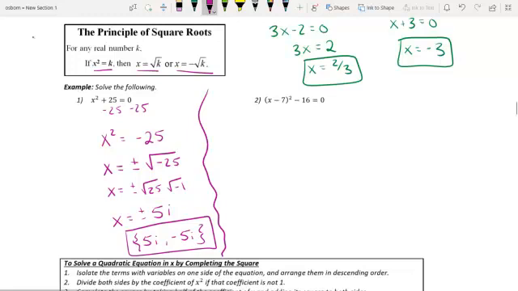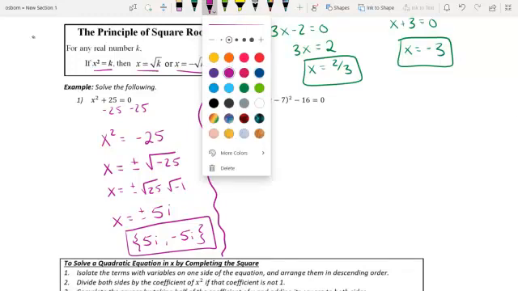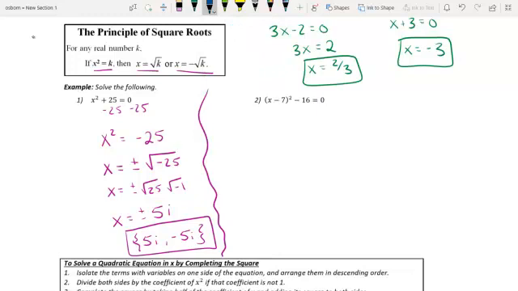Now for this next one, I'm going to go ahead and add 16 to both sides. So that gives me x minus 7 in parentheses squared is equal to 16. So now I have my squared term isolated. It's all by itself on one side of the equation. That's very important before I can use the principle of square roots. At this point, I can take the square root of both sides, and that gives me x minus 7 equals plus or minus the square root of 16. In other words, x minus 7 equals plus or minus 4, because the square root of 16 is 4.